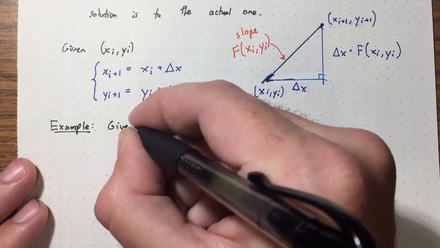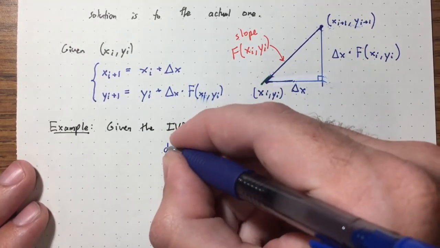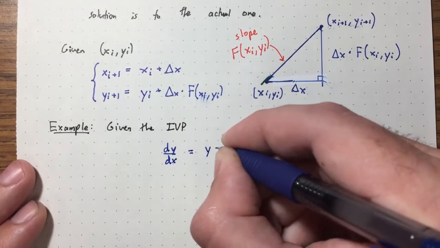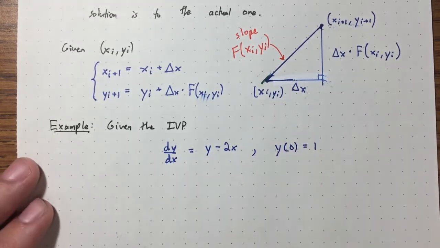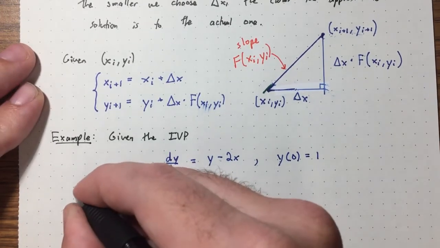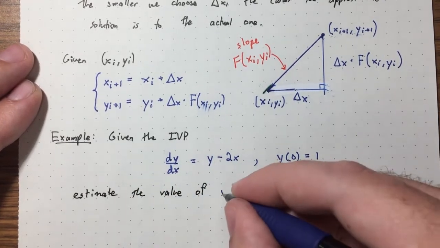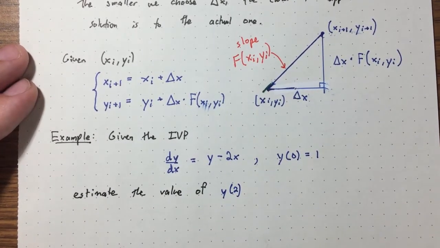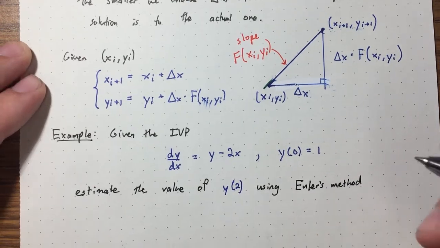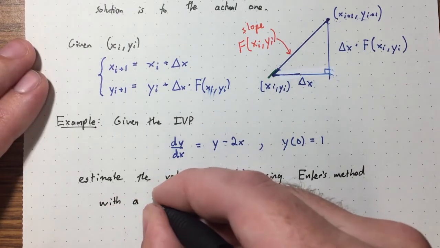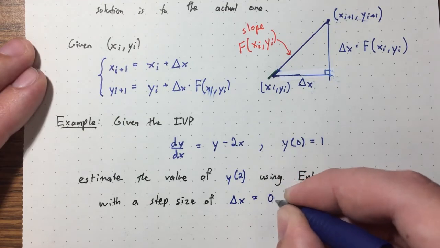So let's say we're given the initial value problem, say dy/dx equals y minus 2x. So there's our differential equation. But I need to tell you something else. I need to tell you an initial condition. So we'll do y of 0 equals 1. Okay. What I want to do is estimate the value of, let's say, y of 2, using Euler's method. And let's say a step size, delta x, of 0.5.